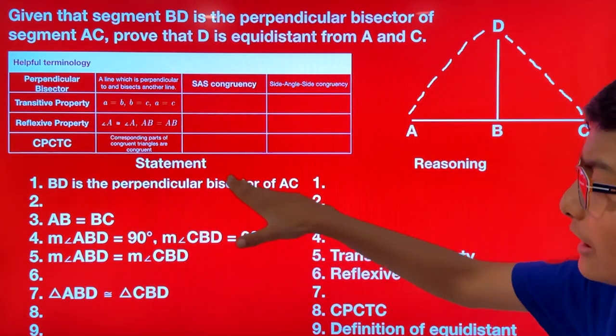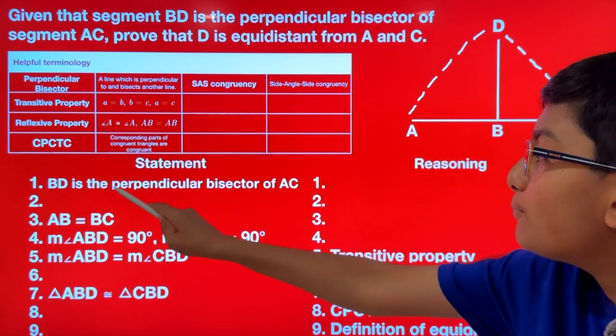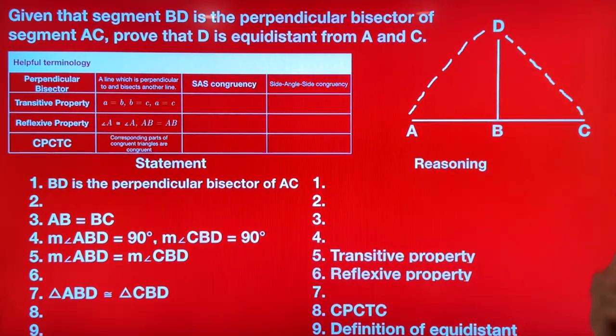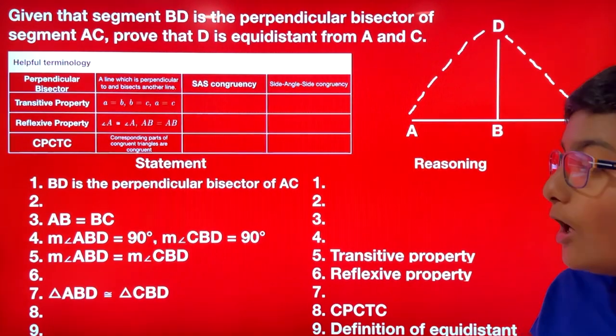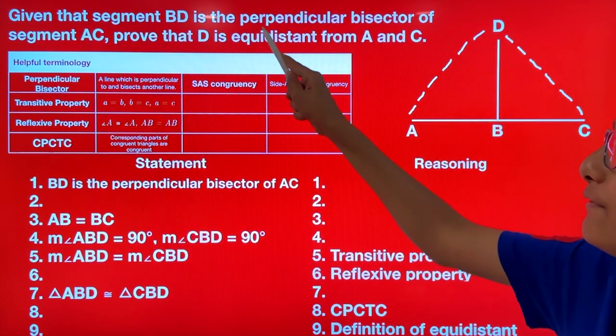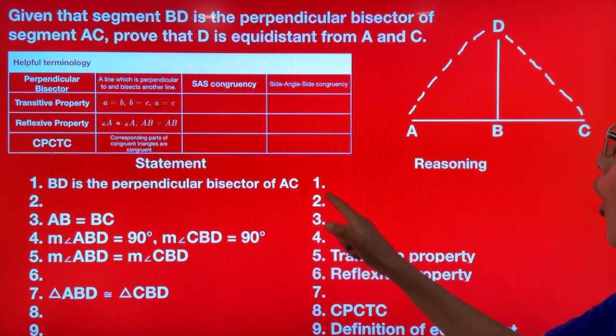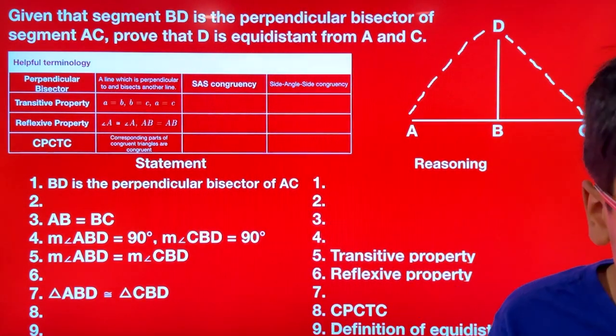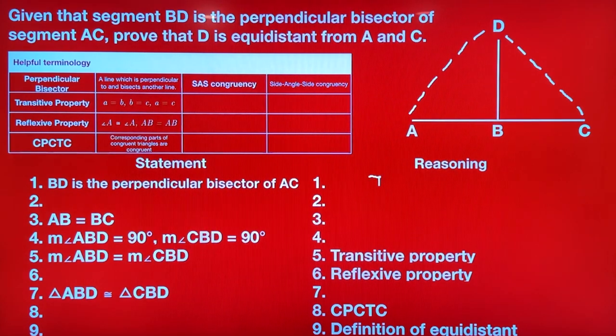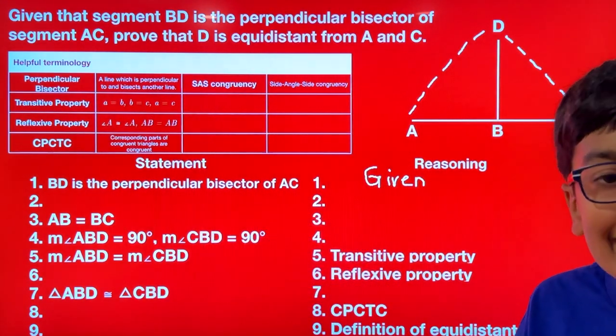So let's look at this first statement. BD is the perpendicular bisector of AC. Well, this fact is given in the proofs situation here. So therefore, our reasoning would be given. It would just be given. But now we have a missing statement.